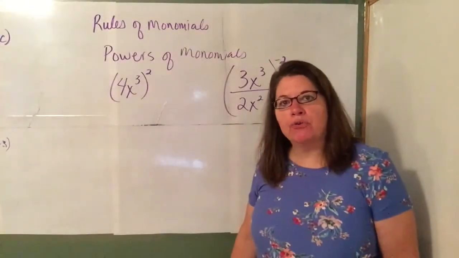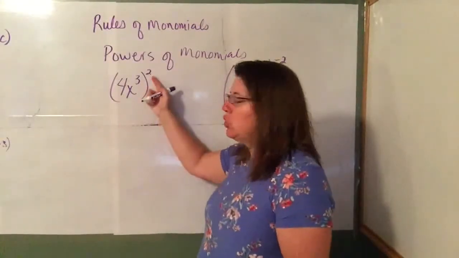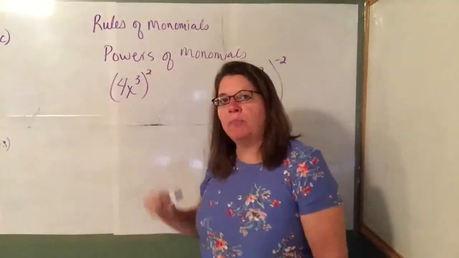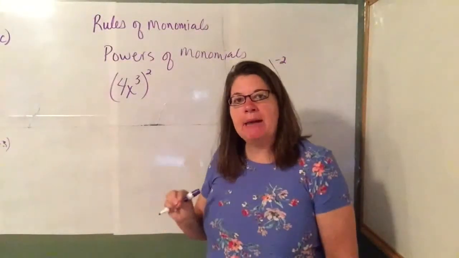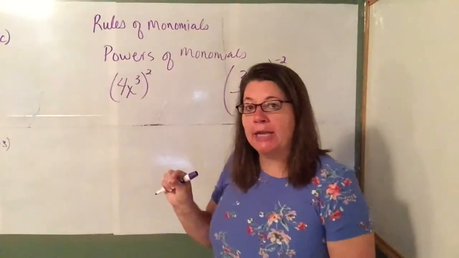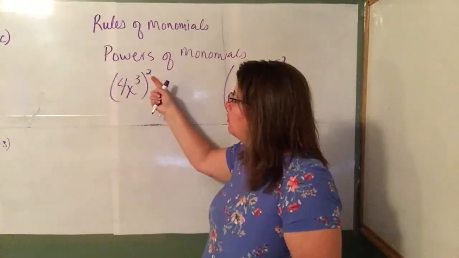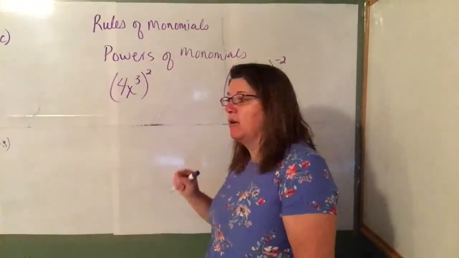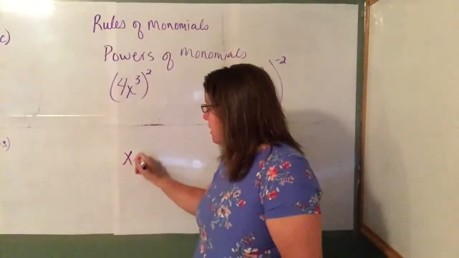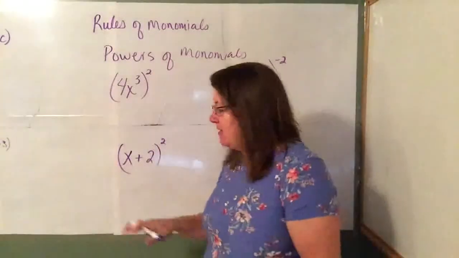Next, I have powers of monomials. If you look at this, I have a monomial to a power. And what I'm going to do is that power has to multiply by all the powers on the inside. Anytime I have a power on the outside of my monomial, I have to deal with that before I can do anything else. So I have to take this power and multiply it by all the powers on the inside. Now, this rule only works if there is a monomial on the inside. Remember, if you have a binomial on the inside, that's different than this.